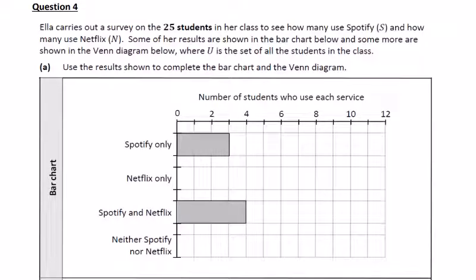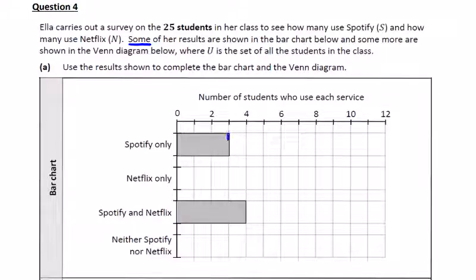Question 4 is a statistics question. Bar chart, and we're told Ella carries out a survey on 25 students in her class to see how many use Spotify and Netflix. Some of her results are shown in the bar chart below and some more are shown in the Venn diagram, where U is the set of all students in the class. Use the results shown to complete the bar chart and the Venn diagram.